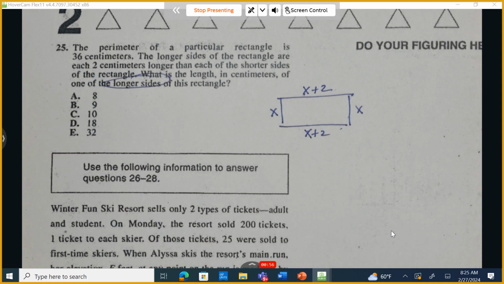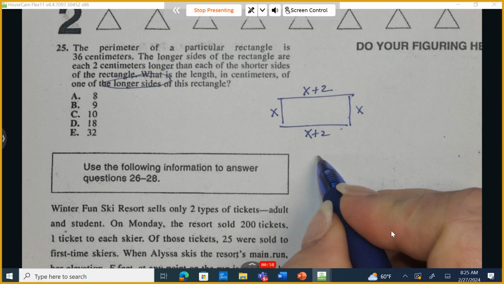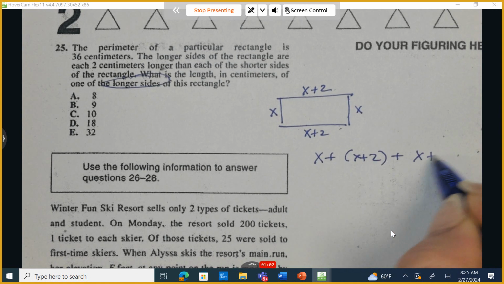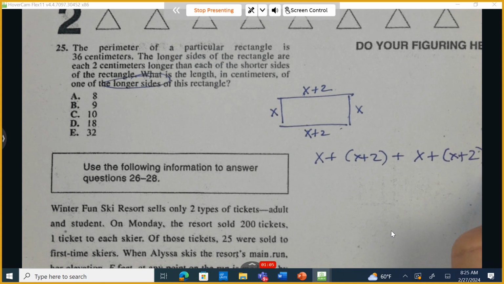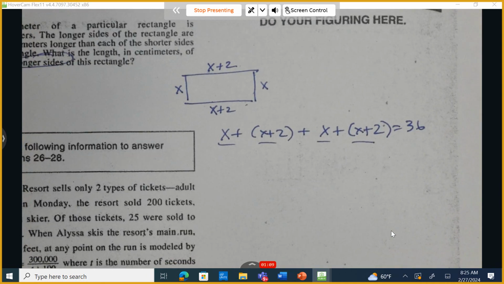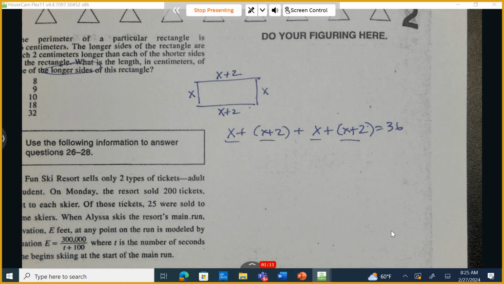Now, how do we figure out the perimeter? I believe the long way would be to go x plus 2 plus x plus 2 equals 36. So I represented each of the 4 sides. Now, if it makes sense to you to use this formula, then go ahead and do that. Maybe that makes most sense to you.